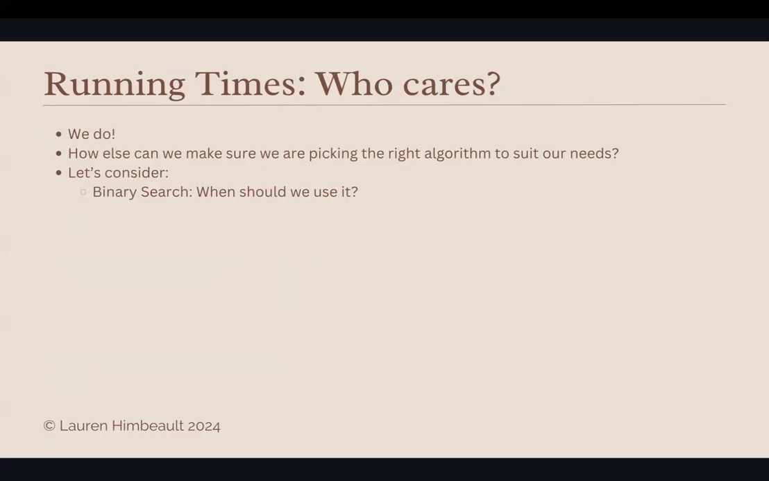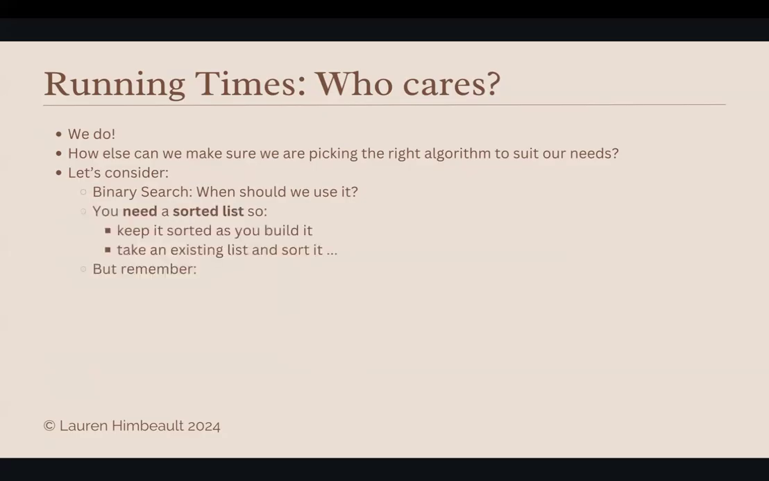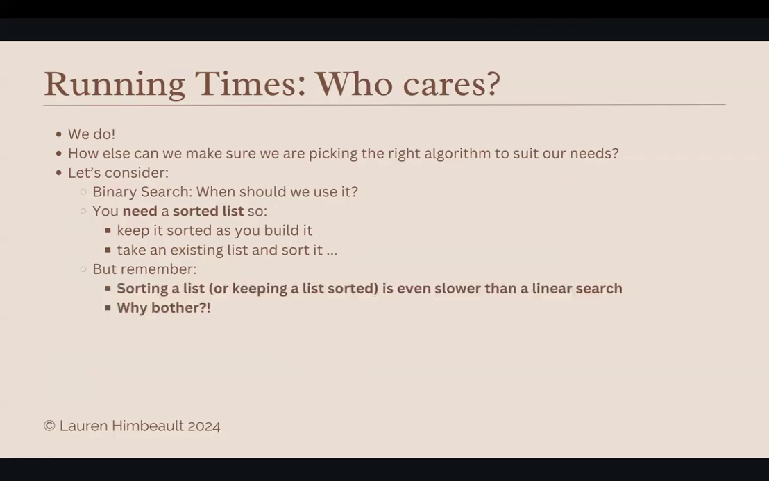So if we think about binary search and we ask ourselves when should we actually use it, we know some things about this. We know we have to keep a sorted list in order for binary search to work. And there are two different ways to get a sorted list. We can either keep it sorted as we're building it, so as we're reading in data, we can keep it sorted. Or if we already have a list for some reason, we can just sort it after. But remember for a second, how fast was sorting a list? If you go all the way back in your brain and think about it, how fast was it?